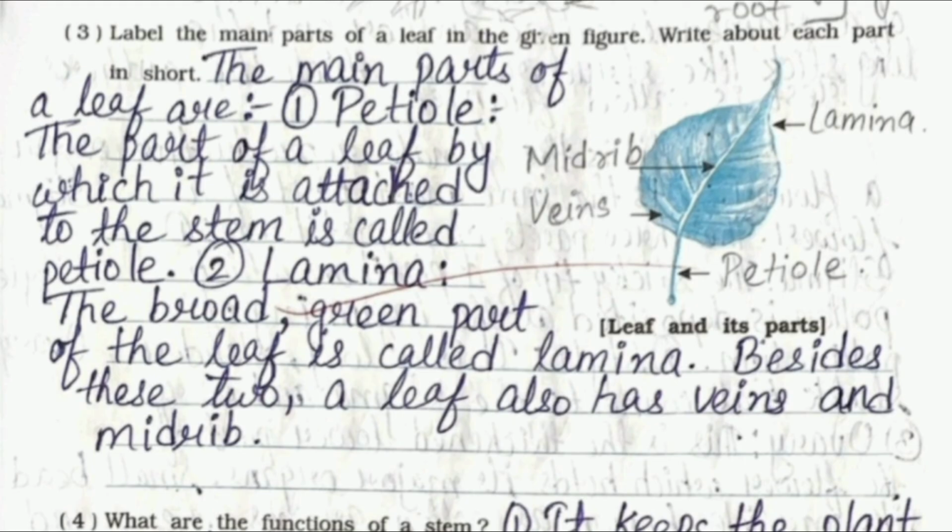The main parts of a leaf are petiole. The part of a leaf by which it is attached to the stem is called petiole. And second is lamina. The broad green part of the leaf is called lamina. Besides these two, a leaf also has veins and midrib.